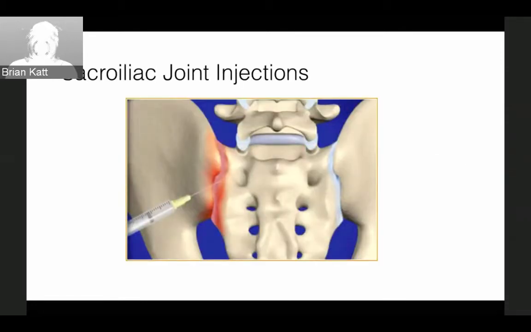The next procedure is a sacroiliac joint injection. Sacroiliac joint pain, in my opinion, is probably one of the most overdiagnosed things out there. I see all the time, this person has SI joint pain, this person has SI joint pain. I think the most important thing really for anything that you're going to find out is that if you don't know what the pain generator is, you shouldn't be doing an injection, or at least you should be open-minded that the injection just may not be effective.